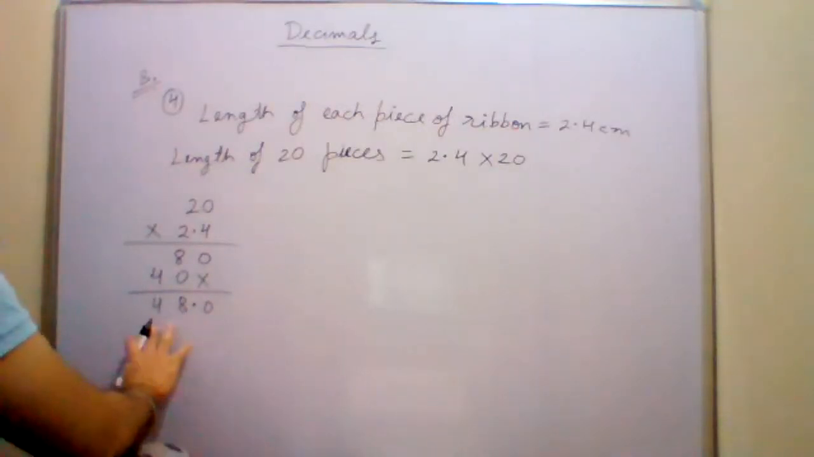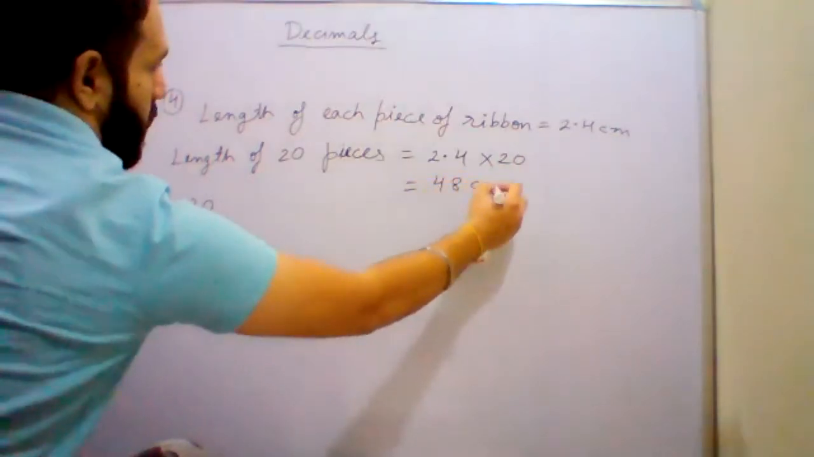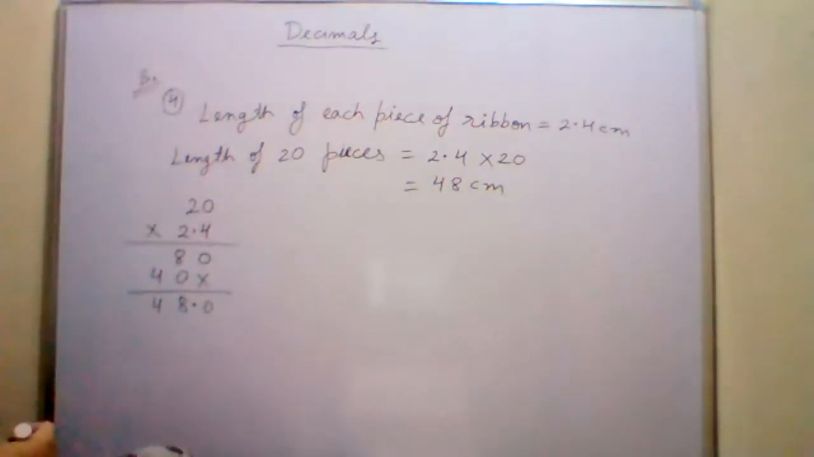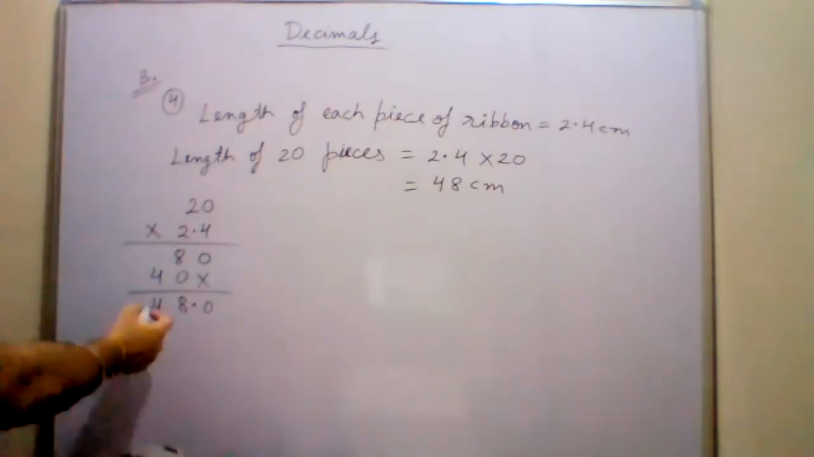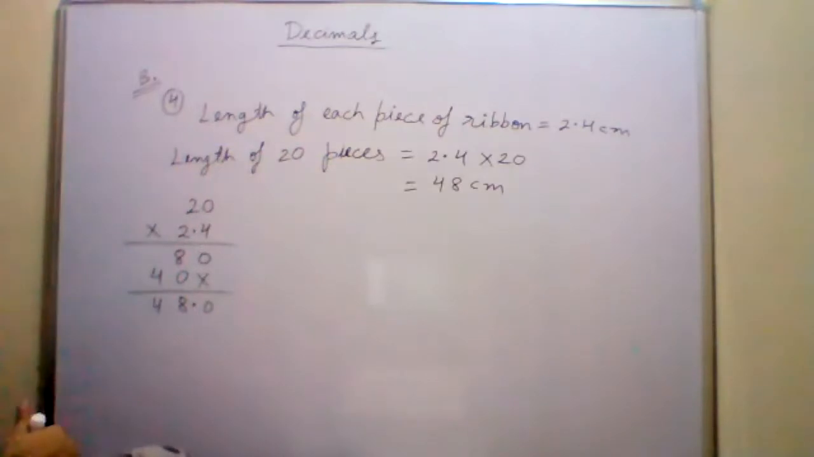Can I write it as 48 only? No, sir. We can write 48.0 and we can write 48 also. Both are correct. So simply write 48 centimeters. Yes, sir, we can write 48 centimeter also. So this is your answer.